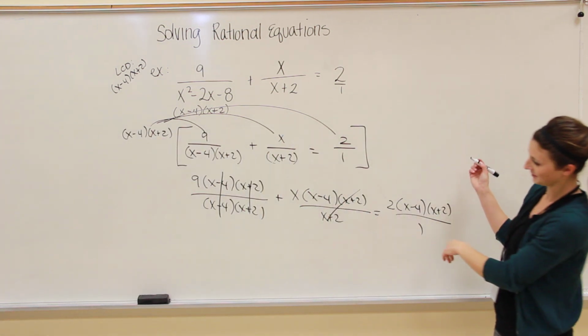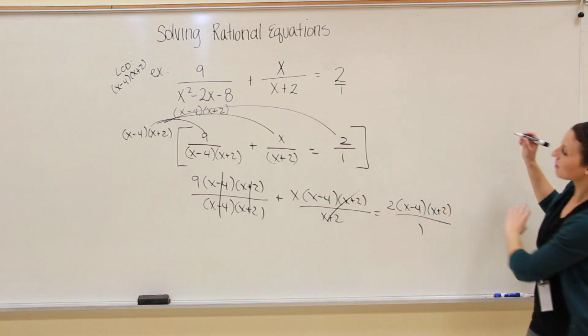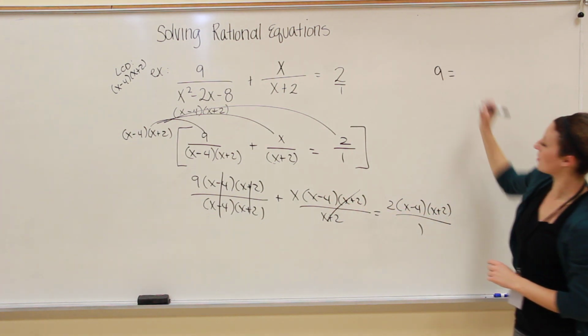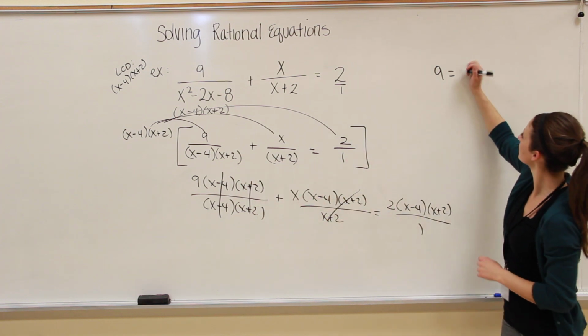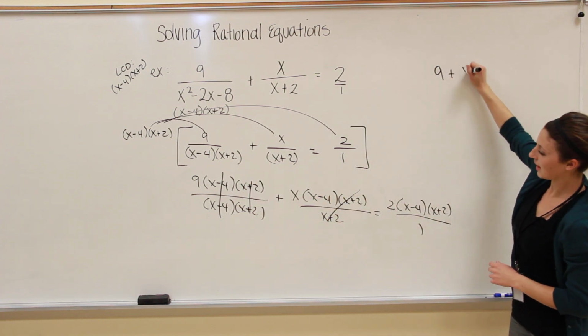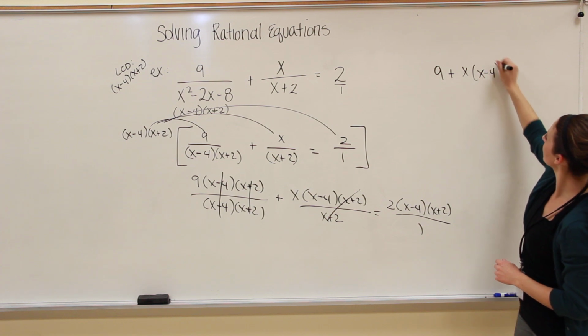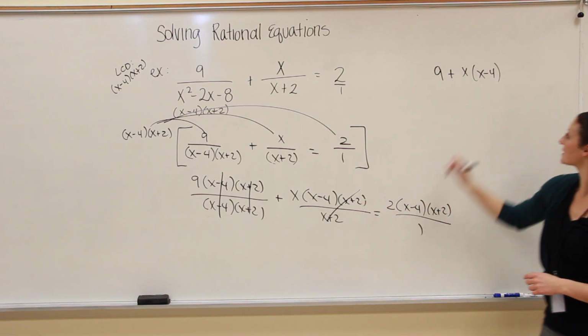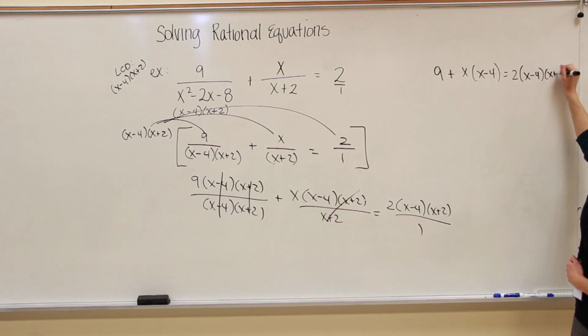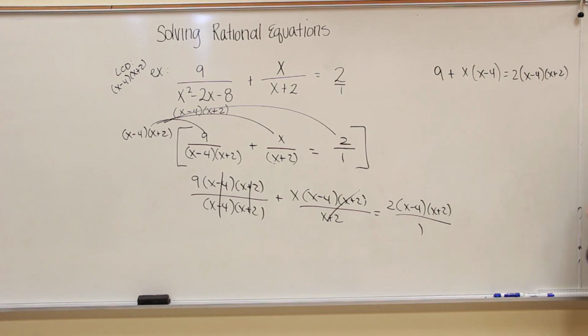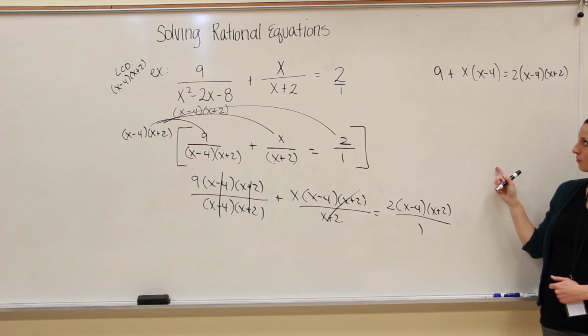So we have a super complicated problem down to a whole lot easier. We have a 9 left over from here, plus x and an x minus 4. Those canceled, and that's going to equal 2 times x minus 4 times x plus 2. You're welcome for doing the most complicated problem on the homework.